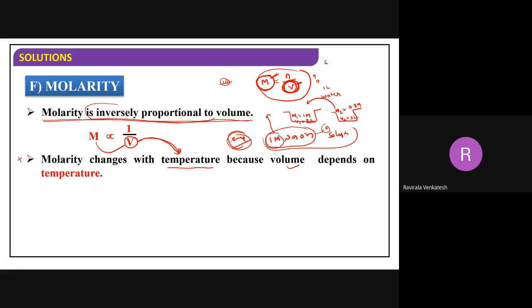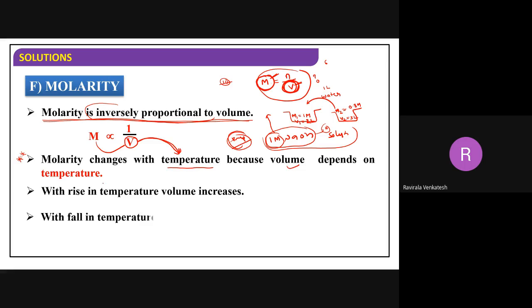Understood? This is very important, beta. We'll see this again in molality also. With rise in temperature, volume, what happens? Increases or decreases? Tell me, beta. Decreases.